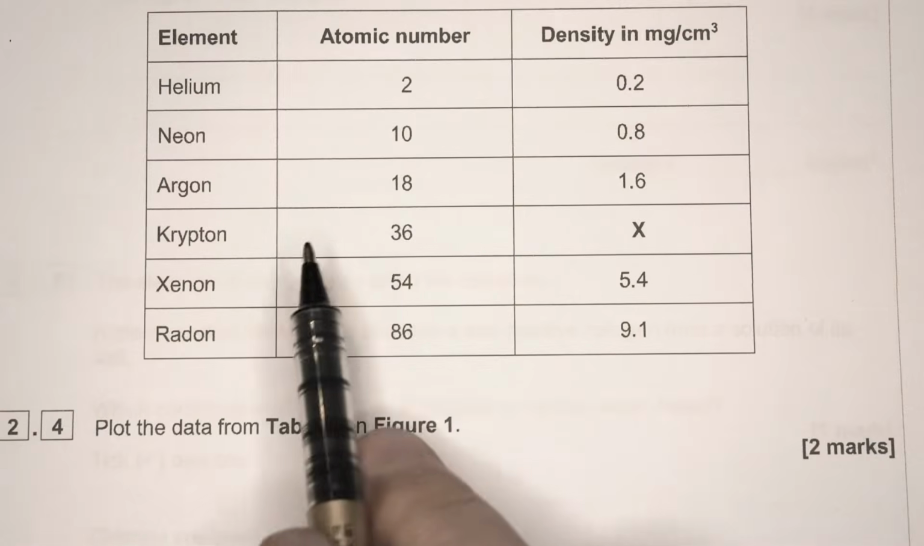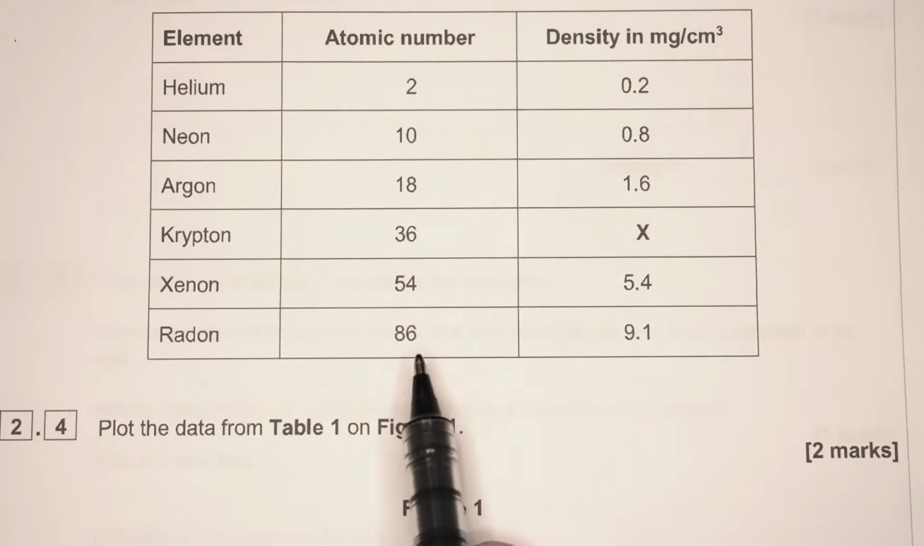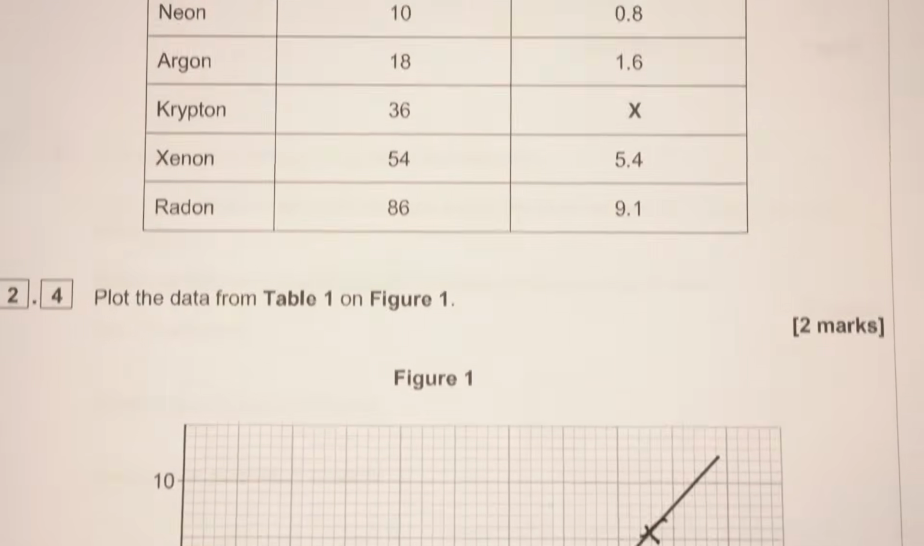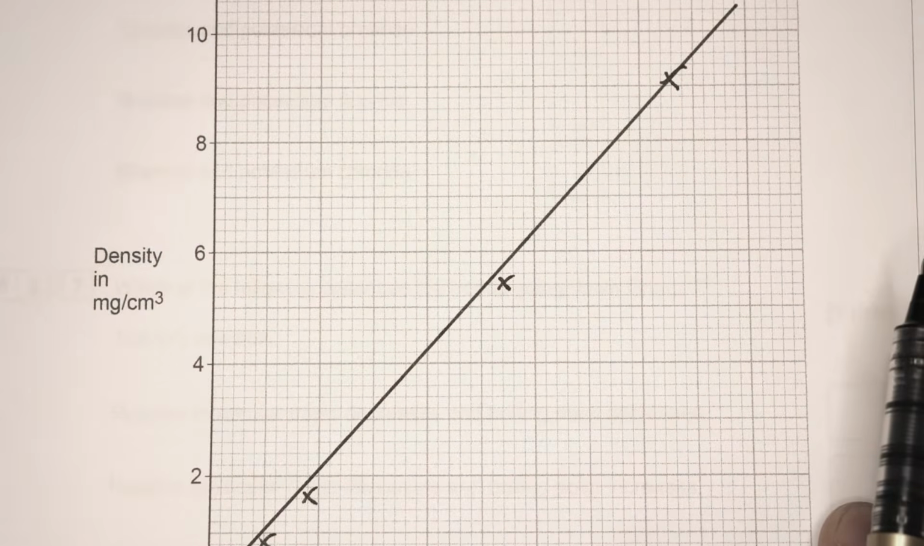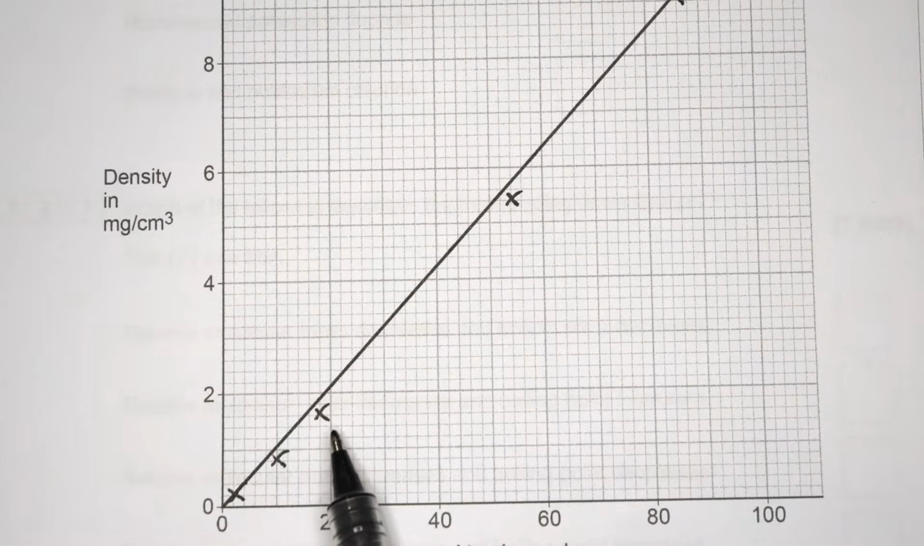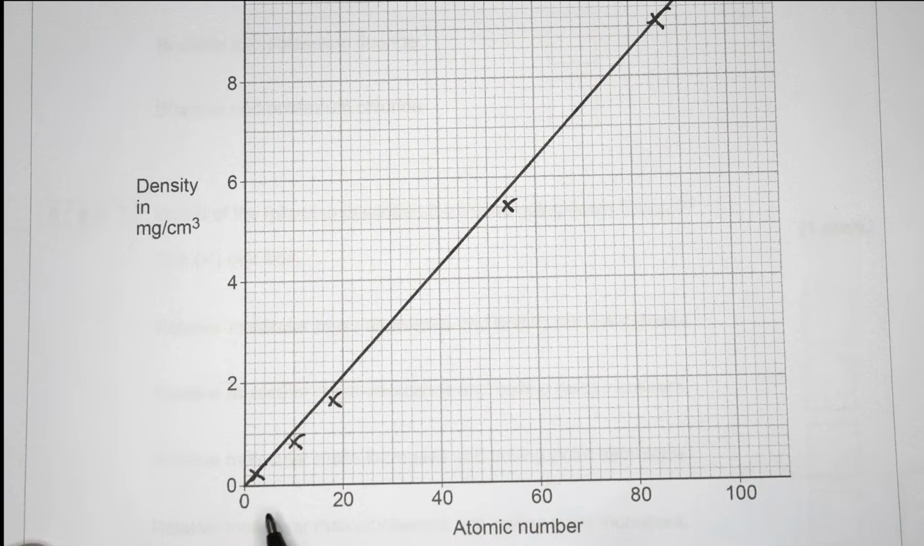Then we're given a set of data about the noble gases, their atomic number and their density. And we're asked to plot a graph. So I've already plotted the points, and when you're plotting these points you need to be accurate to within half a tiny square. So do be careful of what the scale is.